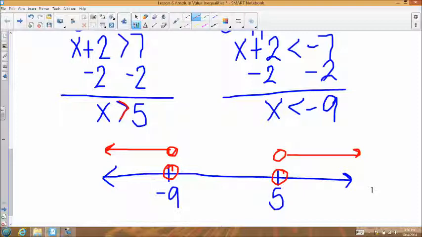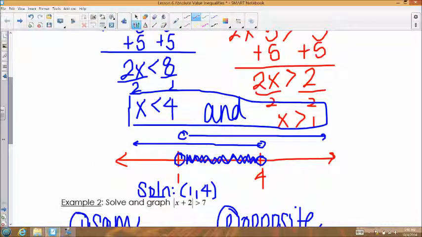And this means this is an OR situation. When you shade on the outsides, it's an OR situation, because I can't have both of these inequalities true at the same time. So my shading doesn't ever overlap, where in the previous example, my shading overlapped. So that shows me that it's an AND situation, and I shade where my individual inequality solutions overlap.